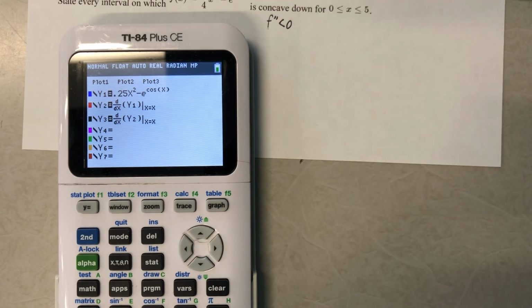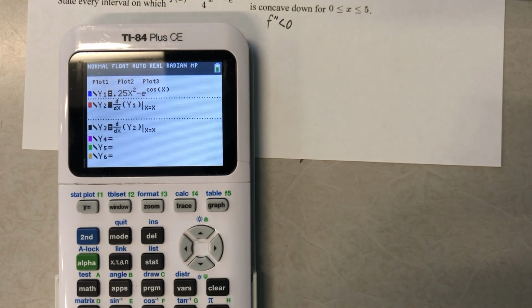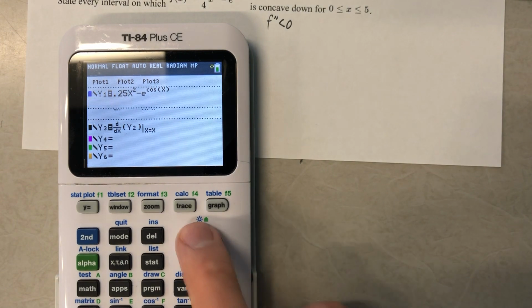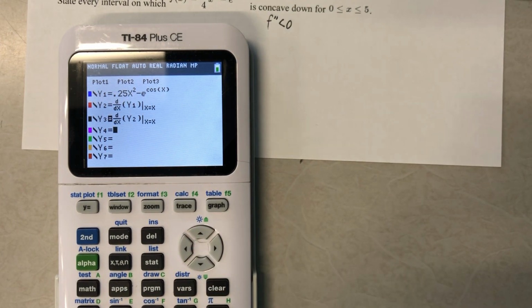So let's just turn off everything but the second derivative. I'm going to come up. I'm going to go over to the equal marks and press enter on the first derivative and on the original function. And now when it graphs, it'll only graph the second derivative. And it's going to take it a minute because it's taking a derivative and then taking a derivative point by point by point.